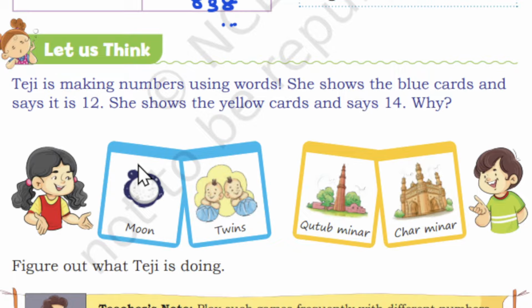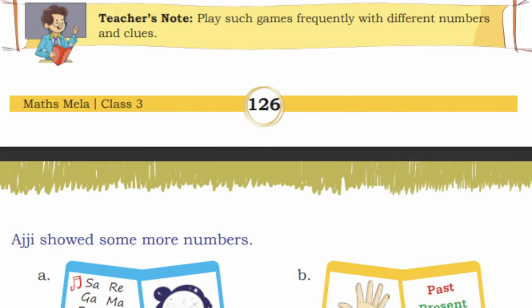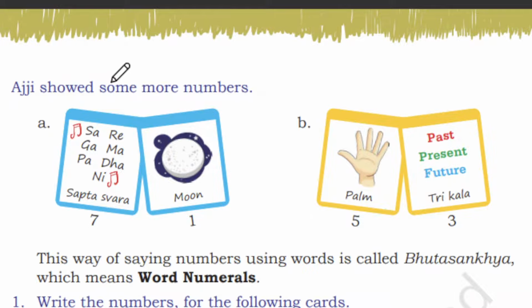Okay, so moon, how many moons do we have? We have 1. And twins, how many babies? 2. So 12. And here Qutub Minar, we have 1 Qutub Minar, and Char Minar, Char is 4. So 1 and 4 is 14. Likewise we have a few pictures given. Ajin shows some numbers. This way of saying numbers using words is called Bhuta Sankhya.